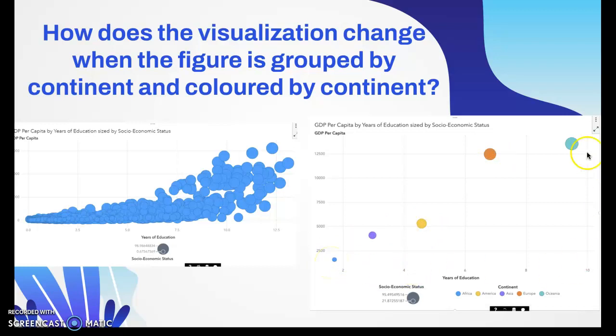So when it's colored by continent and grouped by continent, it is more concise and easier to see than just the aggregate years of education, GDP per capita, and socioeconomic status, because any of these could be any country, but when they're grouped, you can see specifics.